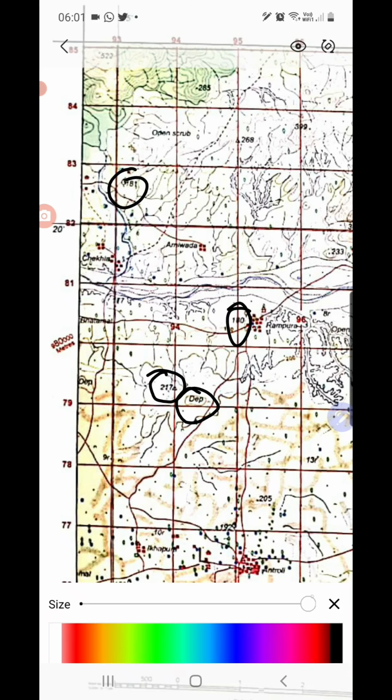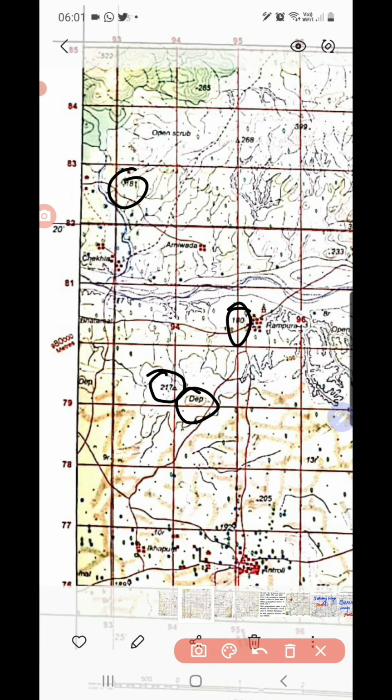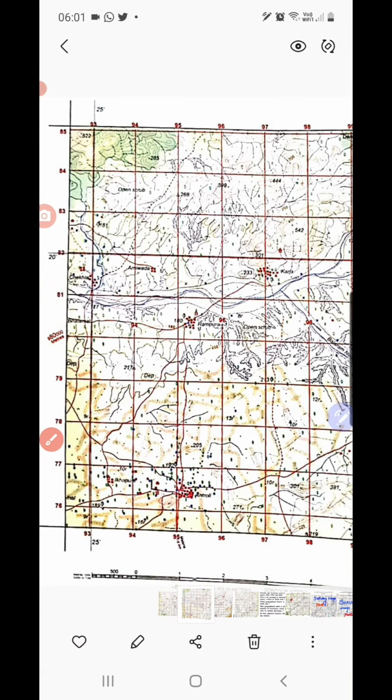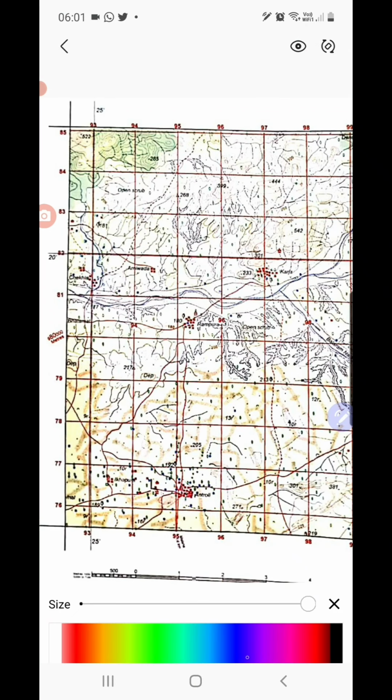Then you find the sand dunes here. You can find them in this map, though it may not be so clear. You can see these brown features here. It's almost brown only, not yellow color. You will find these features everywhere. These are sand dunes. Always remember, these features are sand dunes.